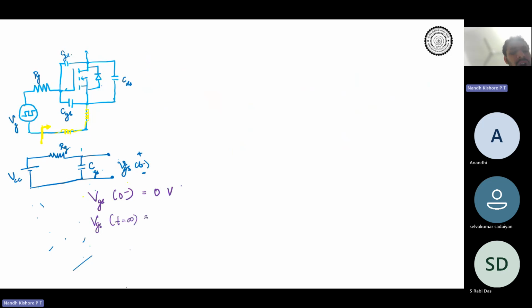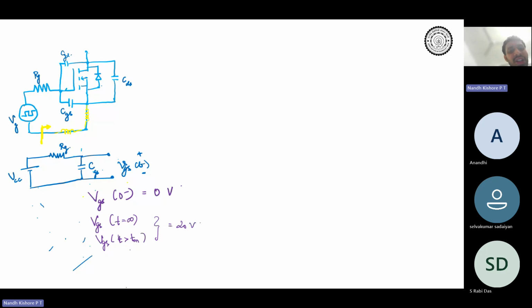After not exactly an infinite time period, just for the sake of mathematics, I'm saying this, but once the turn on process is complete, after the turn on delay time, that is for t more than the turn on time, you will get VGS equal to 20 volts, correct?